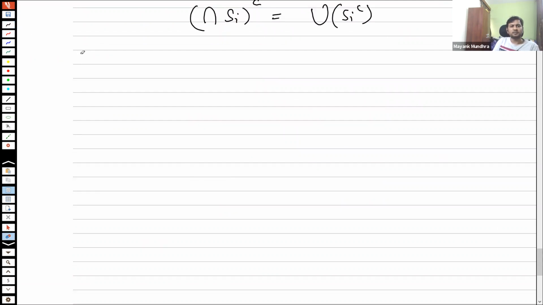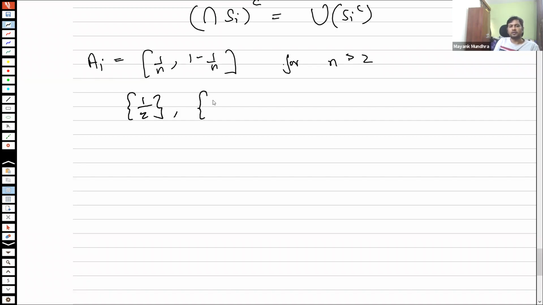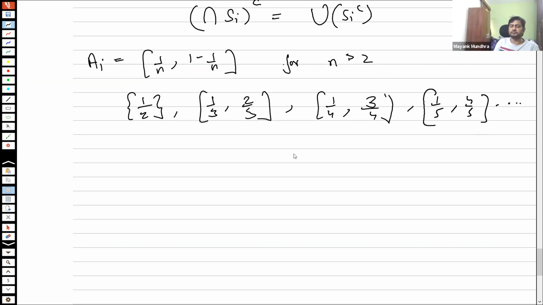So my set A_n is [1/n, 1 - 1/n] for n greater than or equal to 2. So the sets look like: singleton half, 1/3 to 2/3, 1/4 to 3/4, 1/5 to 4/5, and so on.